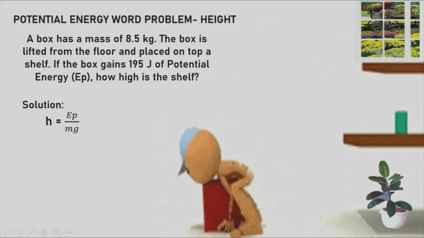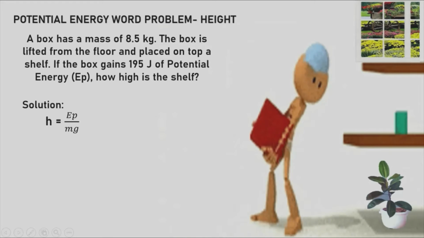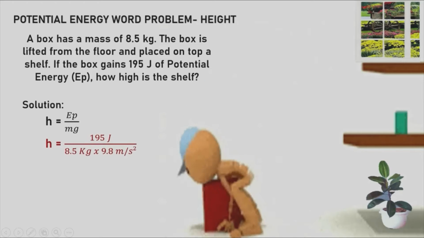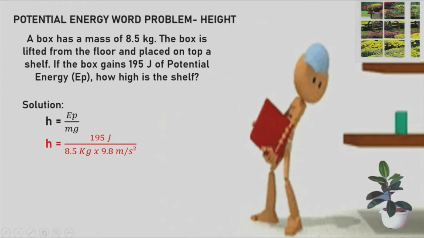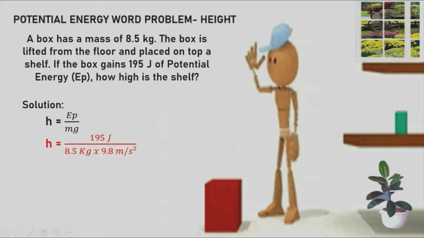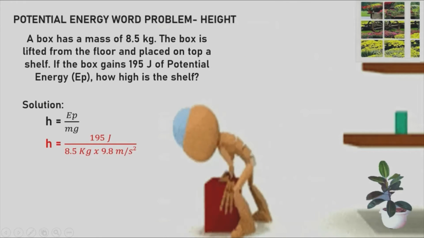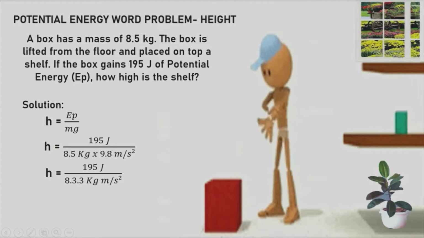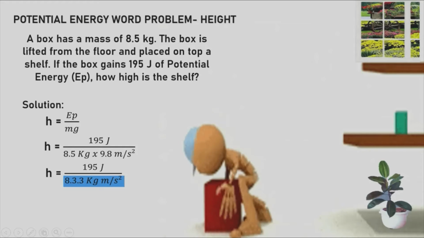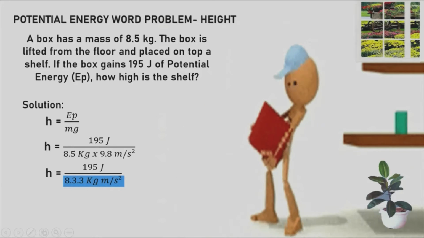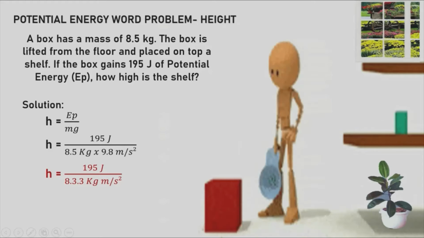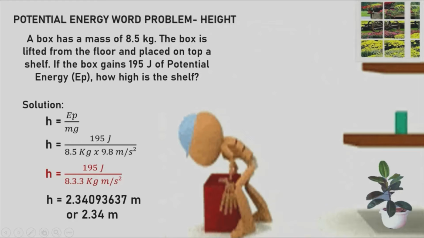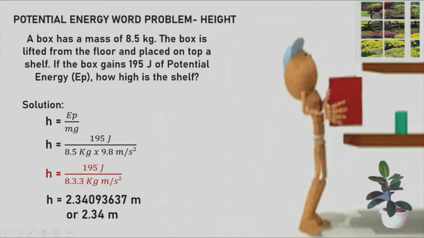Going to the next step, substitute all the given data. We have 195 joules divided by 8.5 kilograms times 9.8 meters per second squared. Multiply first the variables of mass and gravity. We have 83.3 kilogram meters per second squared. Dividing the variables, we have the height of the shelf equal to 2.34 meters.